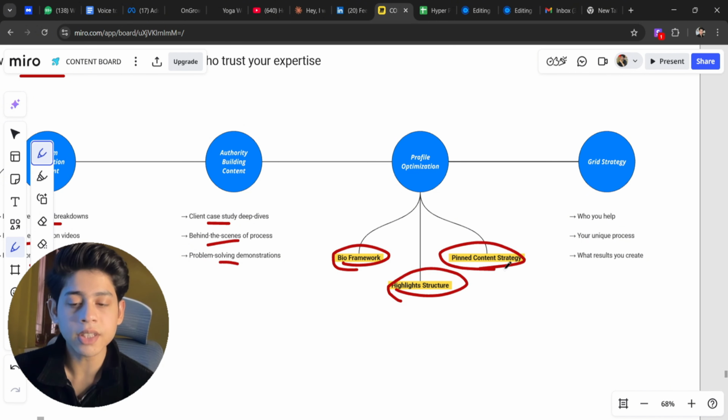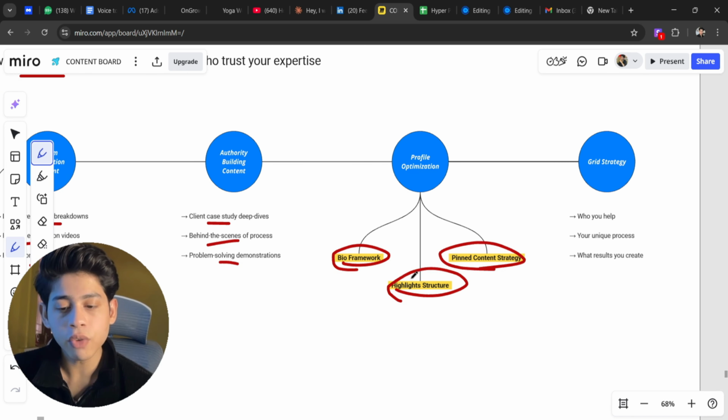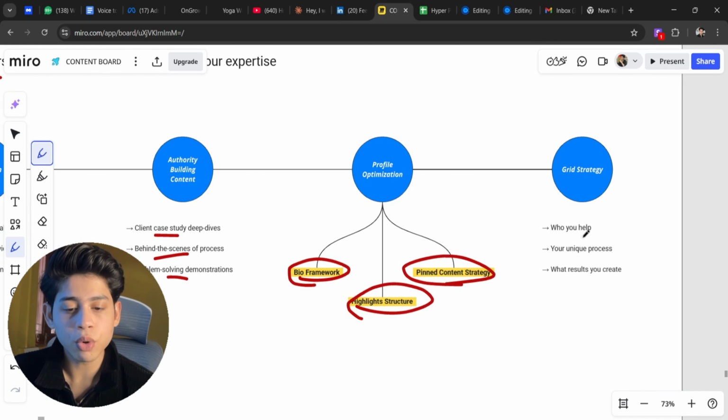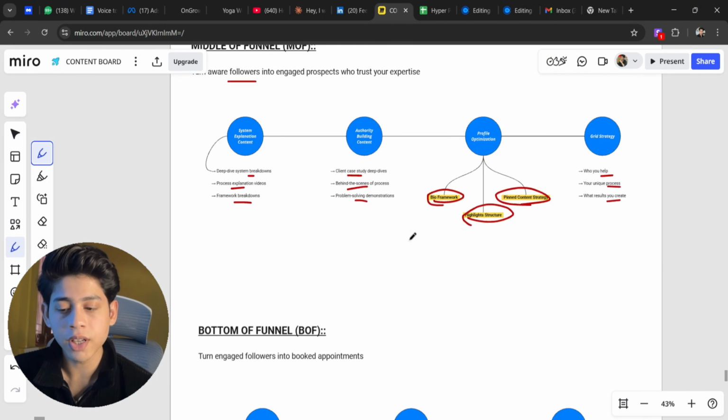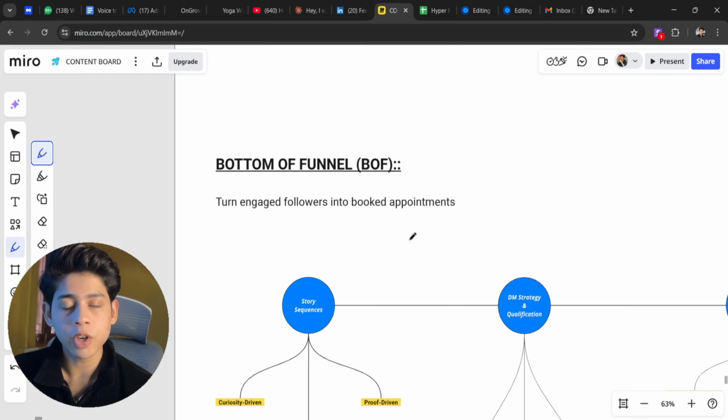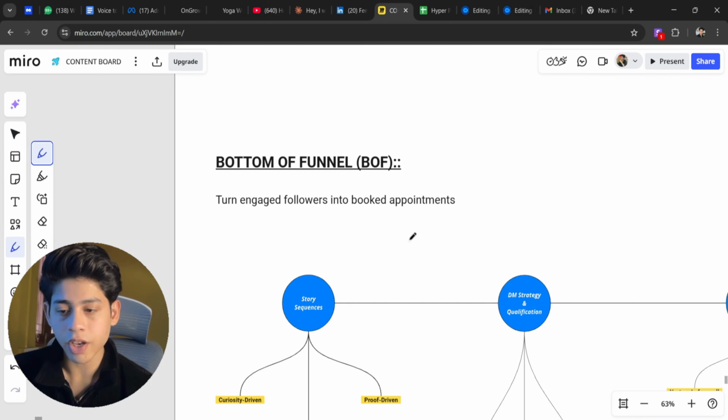So these are the three things that actually matter for our optimized profile. We use our bio frameworks, we use highlight structures that are very effective, we use a pinned content strategy, and we use a grid strategy. Here you show who you help, your unique process, and what result you create. So this is about the middle of the funnel. Now let's talk about the last stage, which is the bottom of the funnel, and this is where your actual revenue exists.